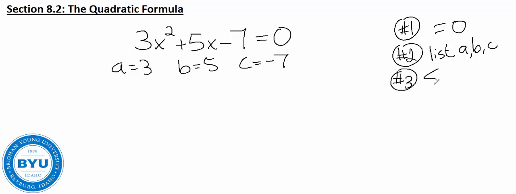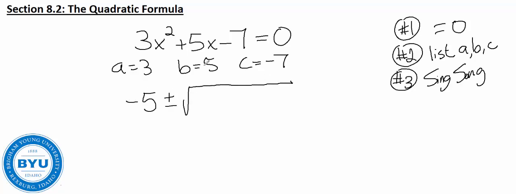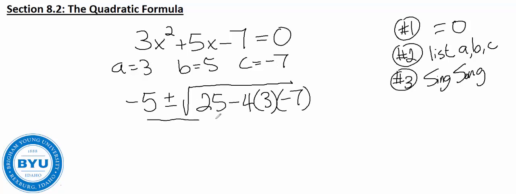Step 3, sing the song. So here we go. I'm going to do negative b plus or minus the square root of b squared. Now b squared would be 5 squared, which is 25, minus 4 times a times c, all over 2a, 2 times 3, which comes out to be 6, right? All over 2a. Now inside the root, that's the next thing you've got to do.